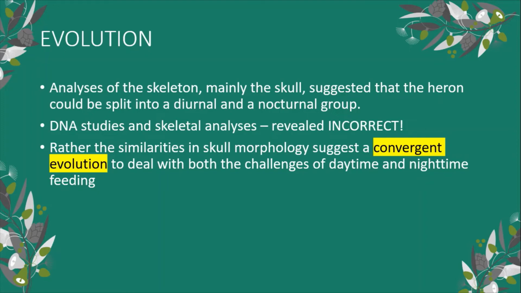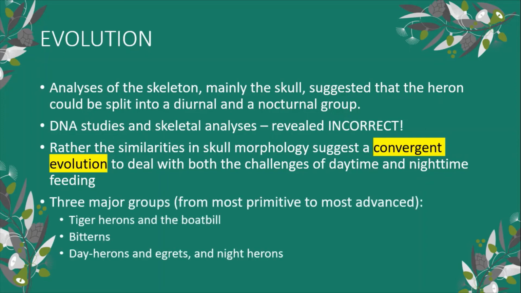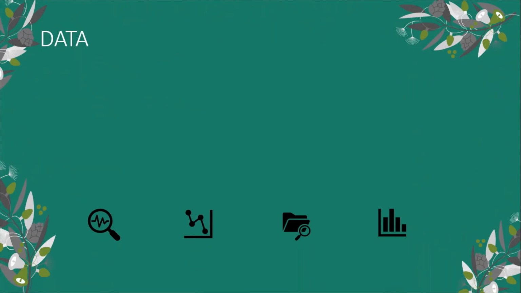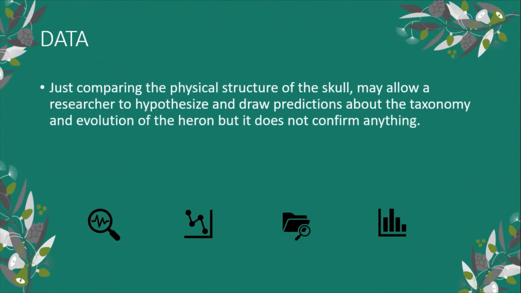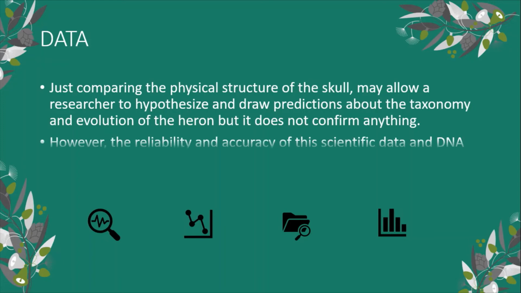Today, it is believed that 3 major groups can be distinguished, which are, from the most primitive to the most advanced: tiger herons and the boatbill, bitterns, day herons and egrets, and night herons. Just comparing the physical structure of the skull may allow a researcher to hypothesize and draw predictions about the taxonomy and evolution of the heron, but it does not confirm anything.